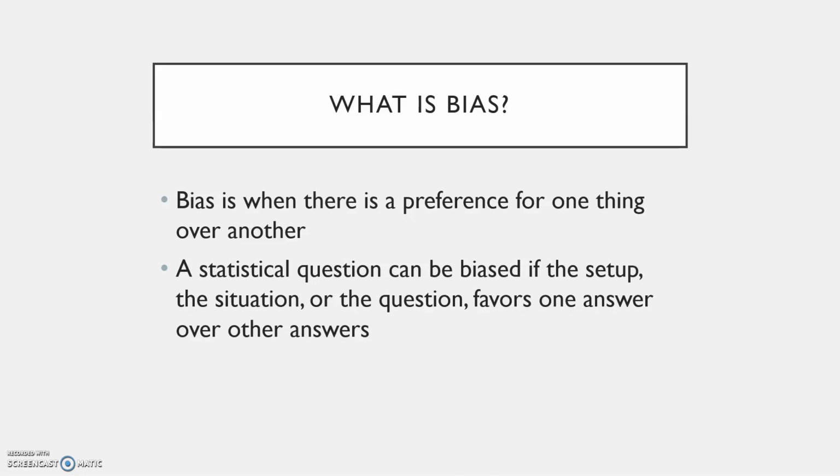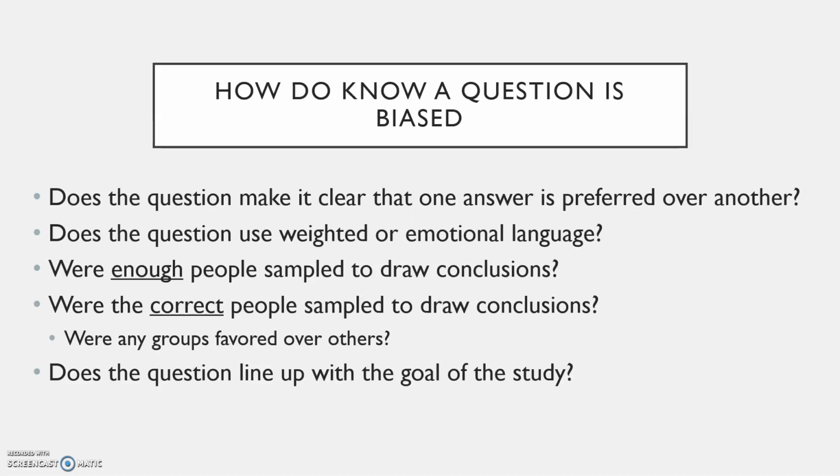A statistical question can be biased if the setup, the situation, or the question favors one answer over other answers and kind of pushes or pulls the respondent to say one thing over other things. Now, there are some key flags to look for in a biased question. Does the question itself make it really clear that one answer is preferred over another? We're going to talk about an example of that later. Does the question use weighted or emotional language? Does the question itself make you feel like you really should answer one over the other? You're like, I'm going to feel like a bad person if I don't answer that.